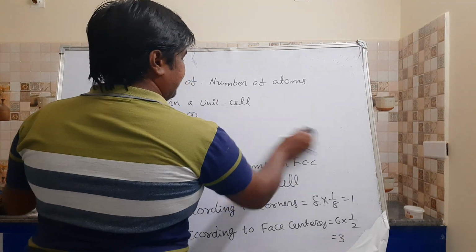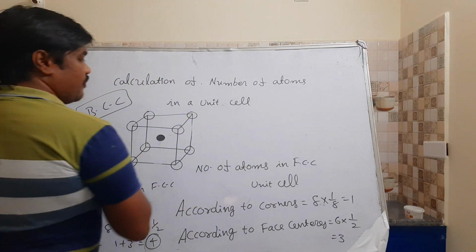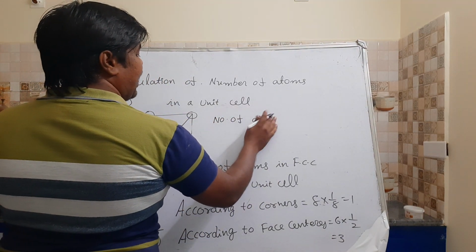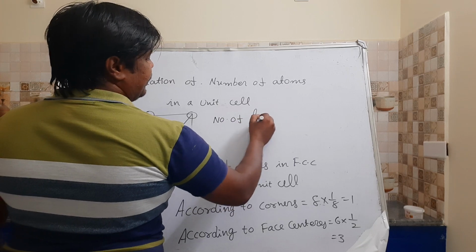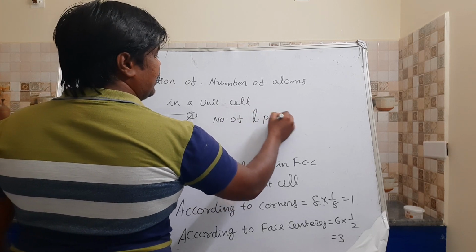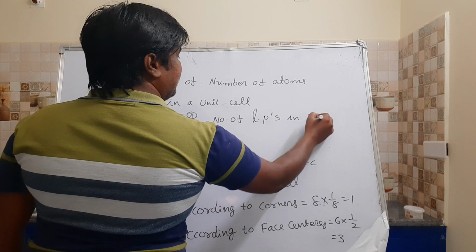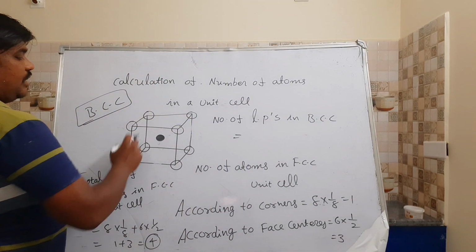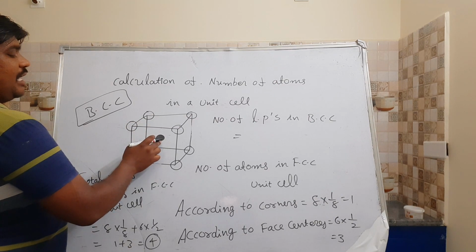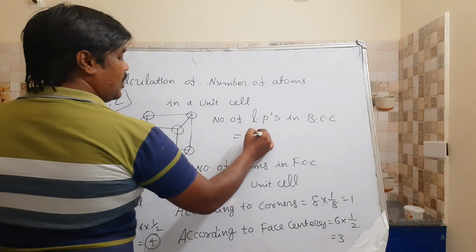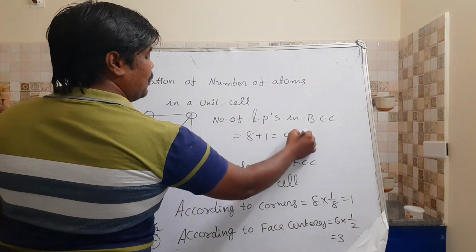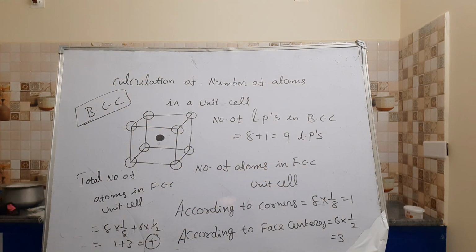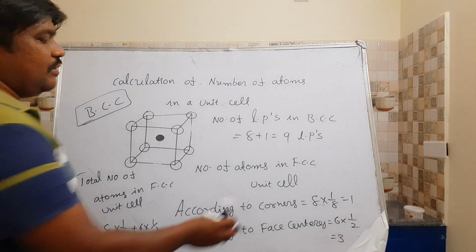Number of atoms in BCC. First of all, the number of lattice points in BCC. Now you tell the number of lattice points in BCC. Along with these 8 corners, one other lattice point is there. 8 plus 1, there are 9 lattice points. Now we are counting the number of atoms in BCC.